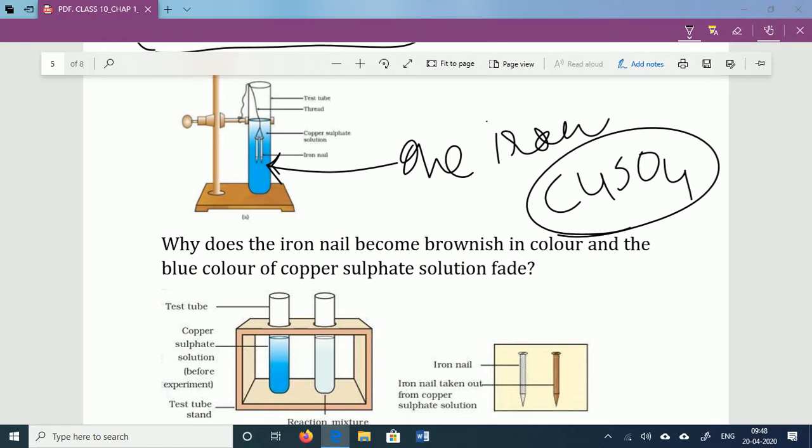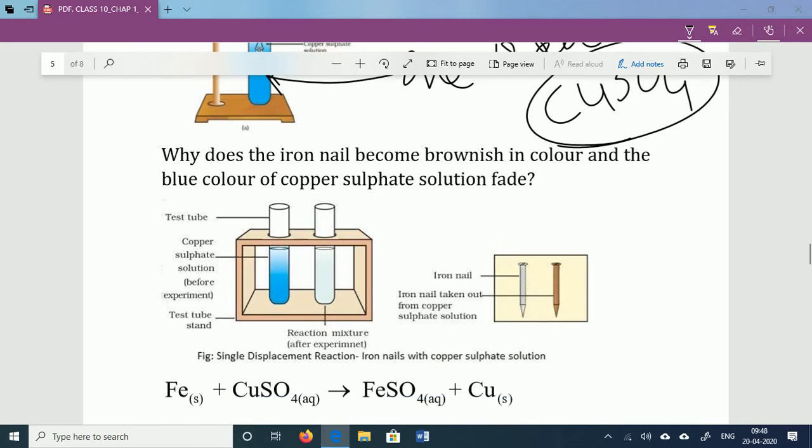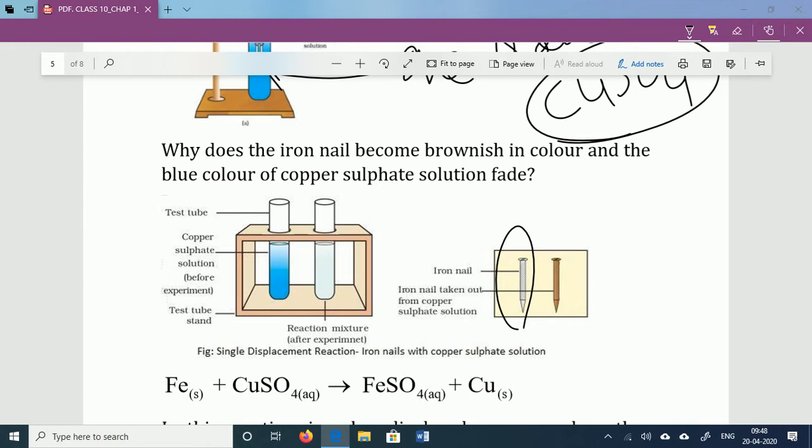We know that when the iron nail is new, it is in a shining condition. Now the iron nail that is dipped into this copper sulfate solution, slowly the color of the copper sulfate solution is fading, meaning the blue color intensity is going to decrease. If we keep it for a long period of time, it will definitely become colorless. So we can observe fading of color, and we observe that the iron nail has become brown. Now this activity is a displacement reaction.